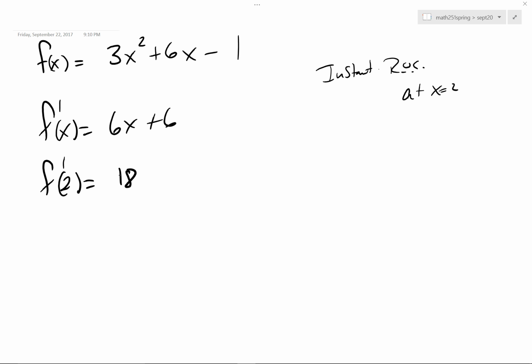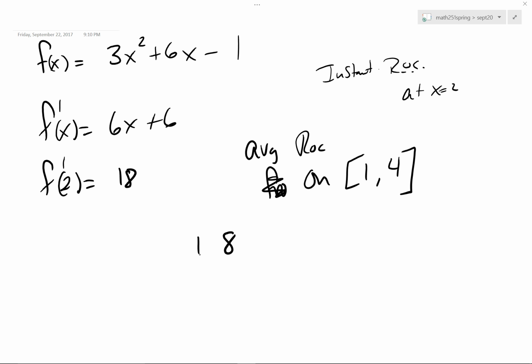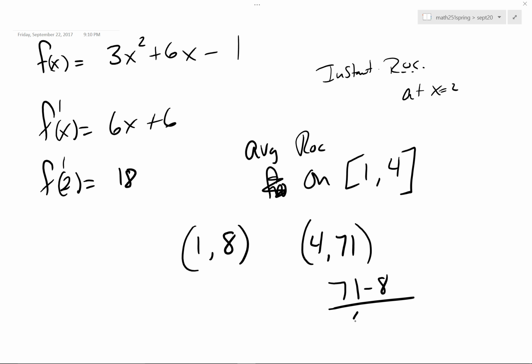Easy to do. If you wanted the average rate of change on 1 to 4, you would put a 1 in and you'd get 8. And you'd put a 4 in and you'd get 48, and 24 is 72 minus 1 is 71. And the rate of change would be 71 minus 8 over 4 minus 1. That'd be 63 over 3, which would be 21. That would be the average rate of change over that interval. Okay, so that's pretty easy.